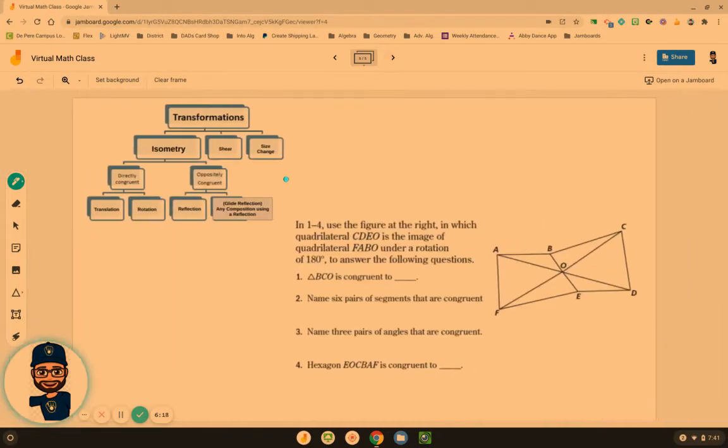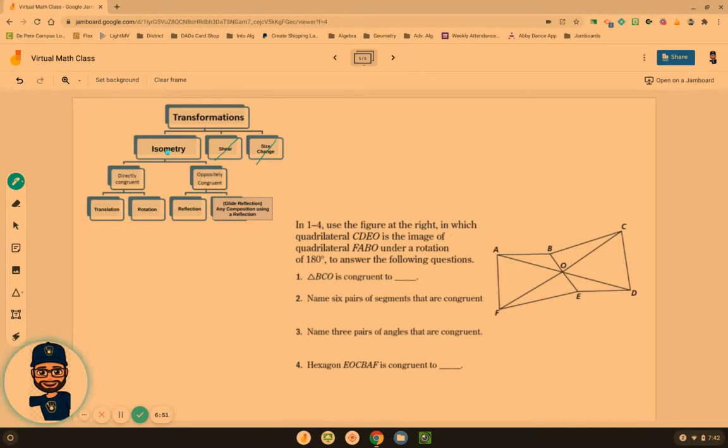Now, on the first page of this chapter 5 packet, you've got kind of a diagram, but for yours it's blank. So let's just talk through it. In geometry, there really are three types of transformations. That's what we did last chapter. There are isometries, which take one congruent shape and flip it or rotate it to another congruent shape. And then there's shear and size change. We're not too much focused on those, but they exist. We do a little bit with them later on in the year.